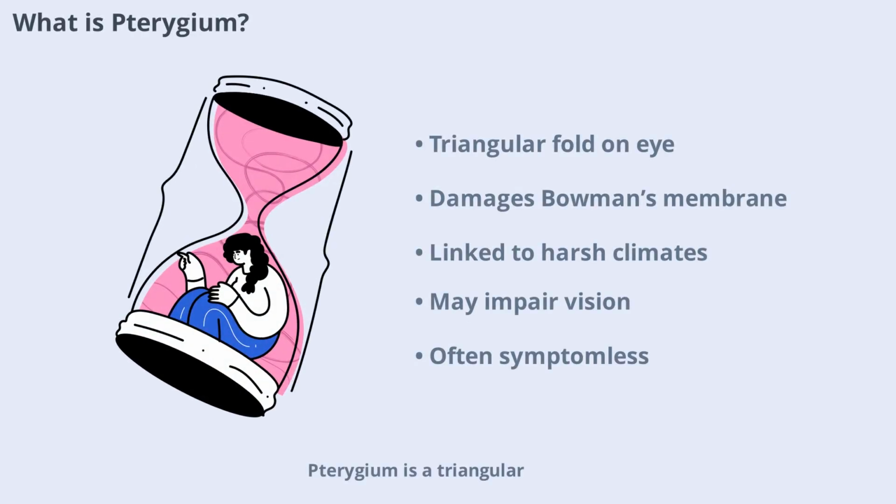Pterygium is a triangular, fibrovascular fold that extends from the inner or outer corner of the eye towards the cornea. This abnormal tissue growth can invade and damage the Bowman's membrane, which is a protective layer of the cornea. Pterygium is most commonly seen in people who live in hot, dry, dusty, and windy climates, suggesting that environmental irritation plays a significant role in its development.